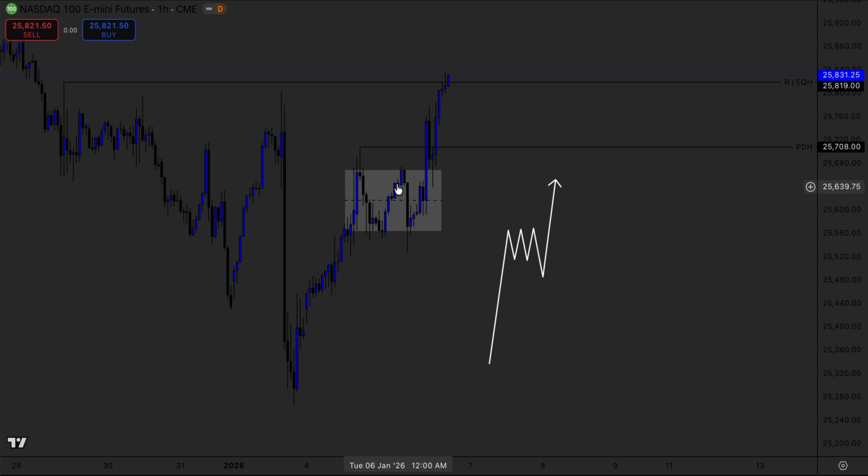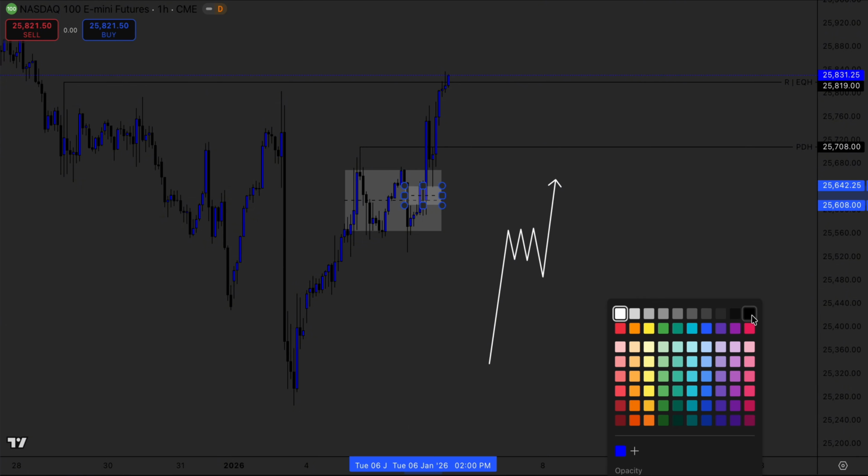We have another expansion higher. Look at where we stop at, top of the range. Then what happens? The market makers show their hand. We get a manipulation. We take out this low, and we also leave a fair value gap, which is a CB, sell side imbalance.